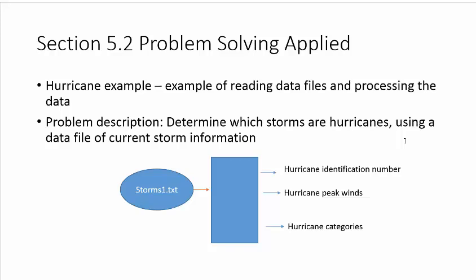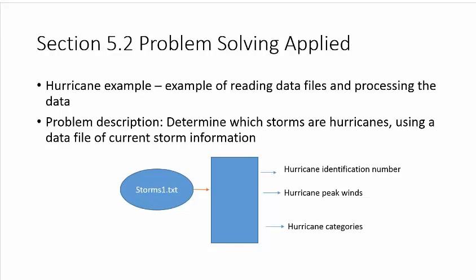create. So this example, the hurricane example, is done a little bit differently, so this is the reason why I'm going to point it out. So this is section 5.2 of your textbook. It says determine which storms are hurricanes using a data file of current storm information. So the author gives you a file called storms1.txt, and then you're supposed to figure out the hurricane identification number, the peak winds, and put it into what category hurricane it is.